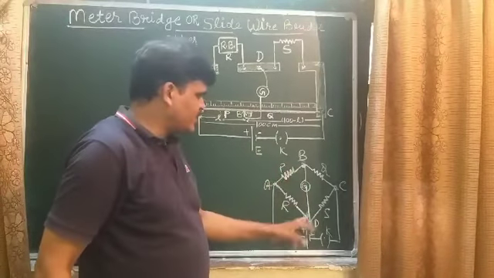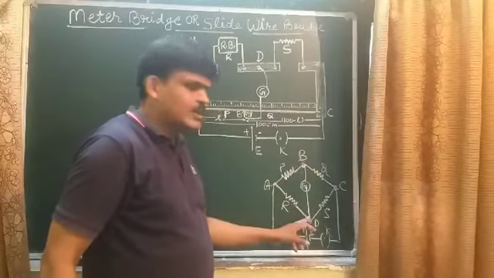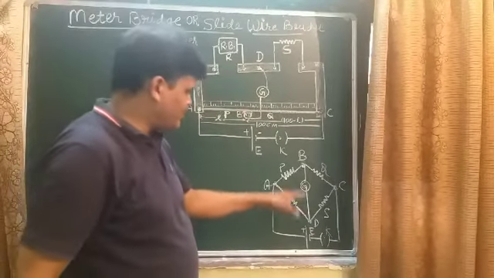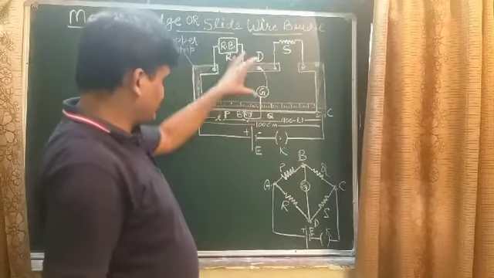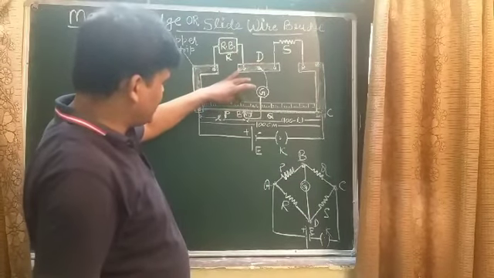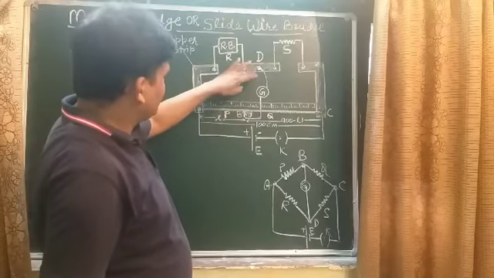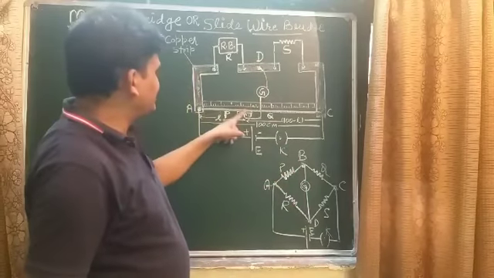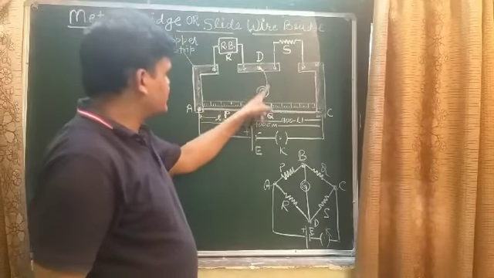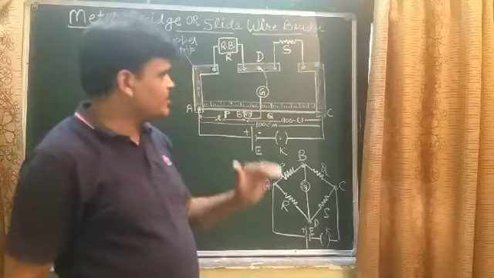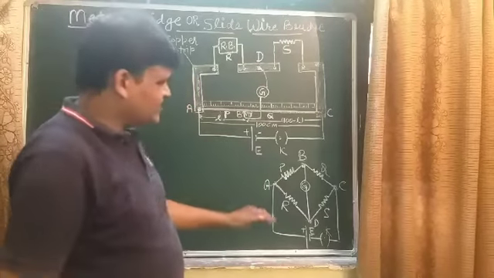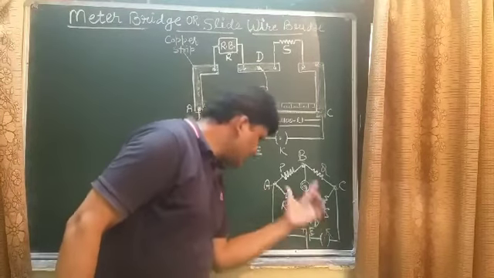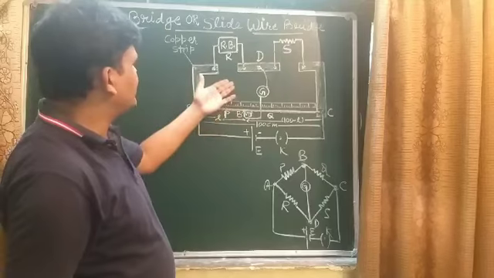And see here B and D, which are connected with the galvanometer. B point and D point of the meter bridge are connected the same way as B and D points of the Wheatstone bridge diagram, with a galvanometer. You know that the meter bridge is based on the principle of Wheatstone bridge, so the diagram of the Wheatstone bridge is fully followed by the meter bridge.